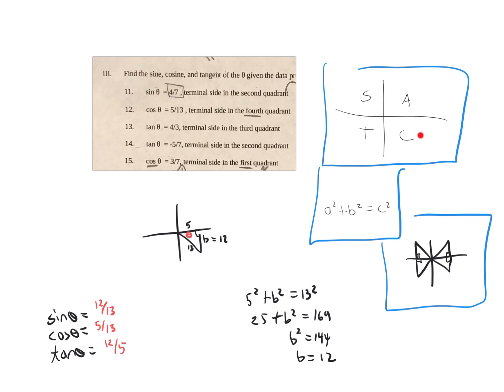It is the case that in the fourth quadrant, the only positive trig function is cosine, so therefore that gets a negative, that gets a negative. All right, so that's how you do that one.